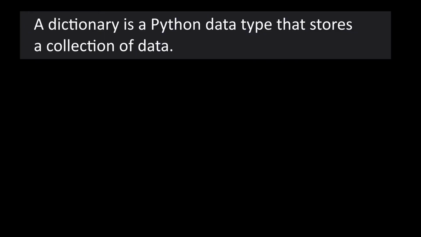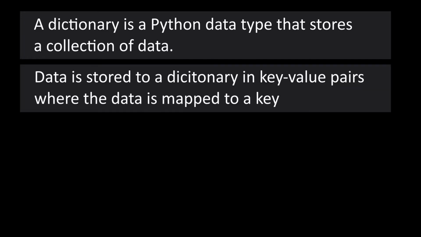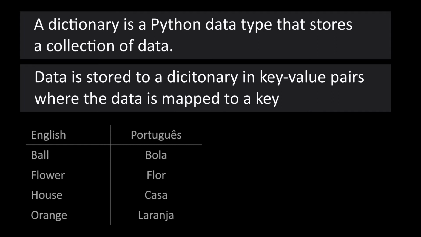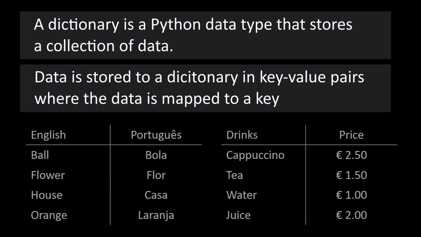A dictionary is a Python data type that stores a collection of data. We store data in a dictionary in key-value pairs, where the data is mapped to a key. You can think of a dictionary as a table. In this example, we have an English to Portuguese table. We can represent that table as a Python dictionary where the keys are the English words and the values are their translations in Portuguese. As a second example, we have a menu. In that case, the keys are the drinks and the values are the prices associated with them. That's what we're gonna be able to do with dictionaries in Python.